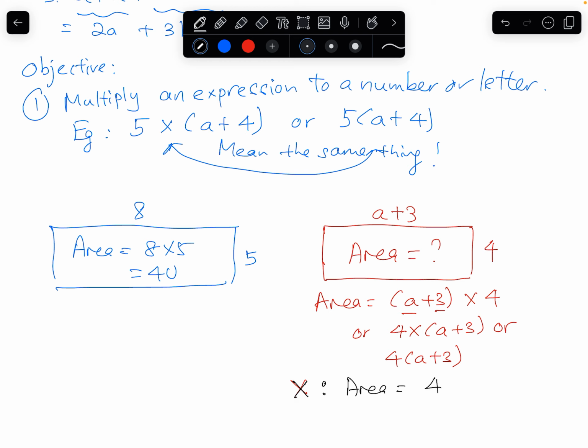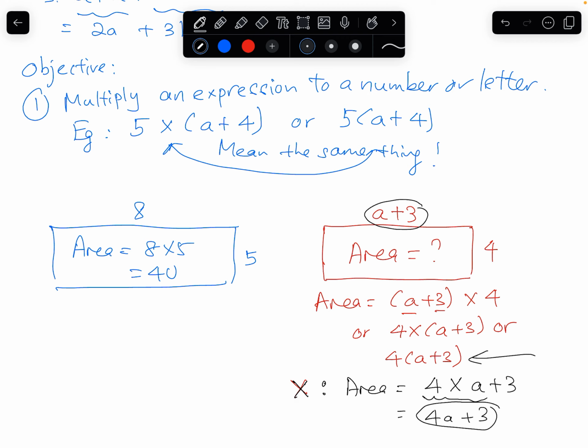Some of you would write 4, all right, multiply by a plus 3. Now, we can't do this because a plus 3 belongs to one entity on its own, okay? If we don't put the brackets, this is how it's going to look, because when it comes to the order of operations of numbers, we always do multiplication first. So that means that if we don't put the brackets, we have to do the multiplication first, which is 4 times a, which gives me 4a. And we're going to add 3 to this. This will significantly change the area as compared to this.